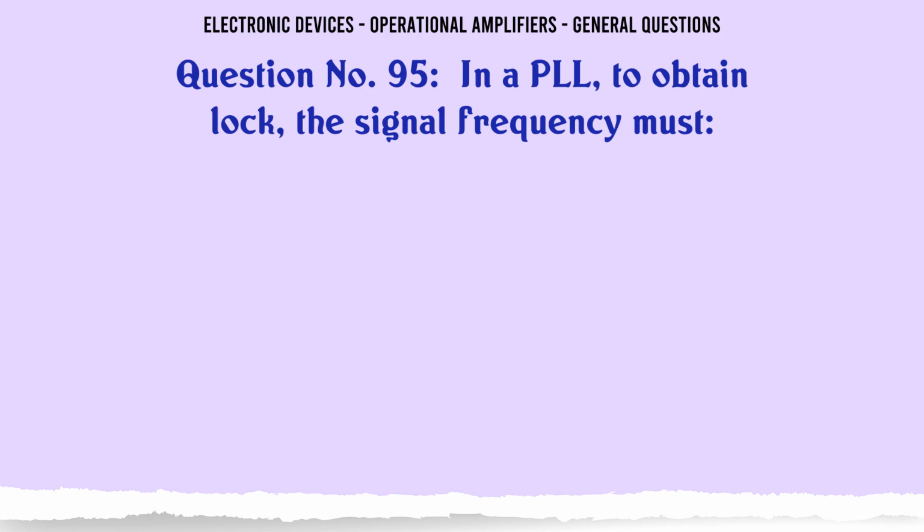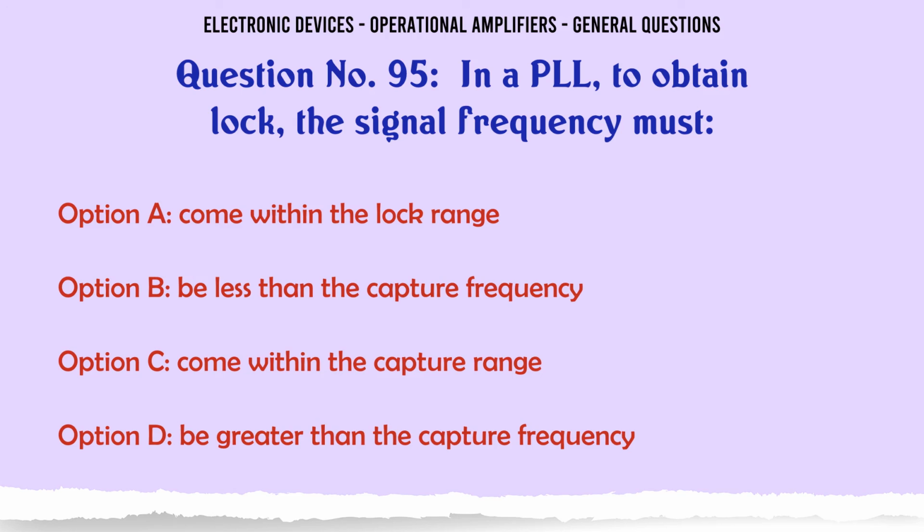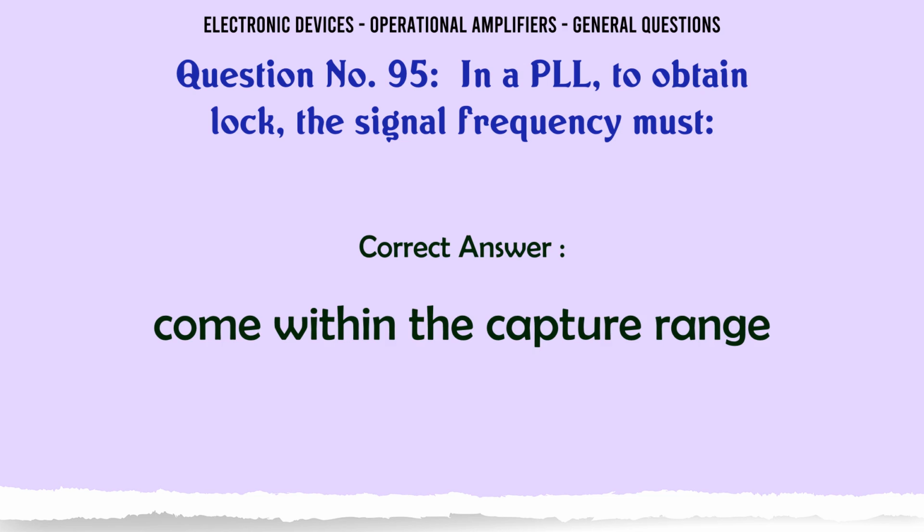In a PLL, to obtain lock, the signal frequency must A. Come within the lock range, B. Be less than the capture frequency, C. Come within the capture range, D. Be greater than the capture frequency. The correct answer is come within the capture range.